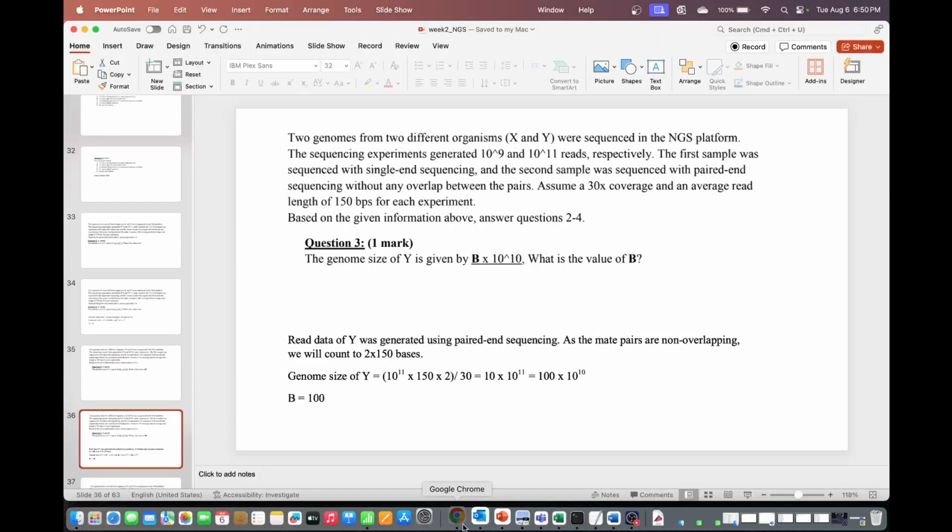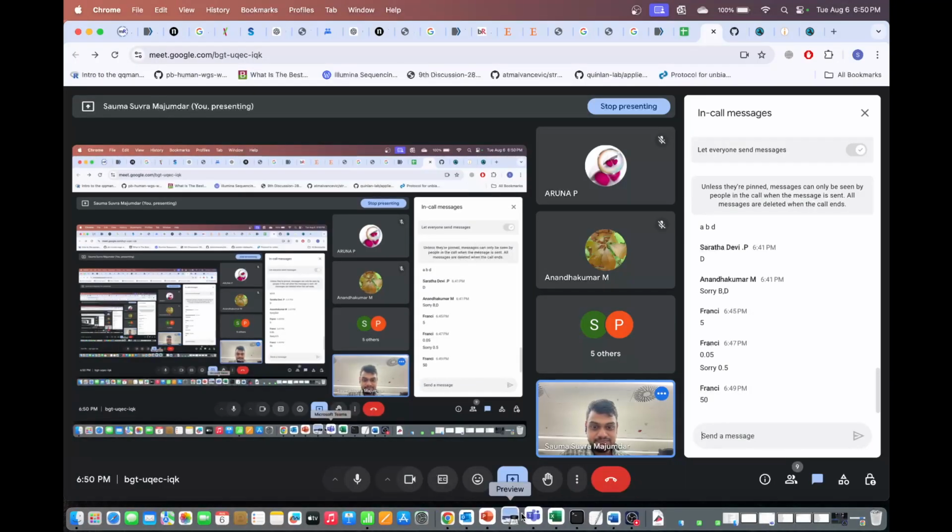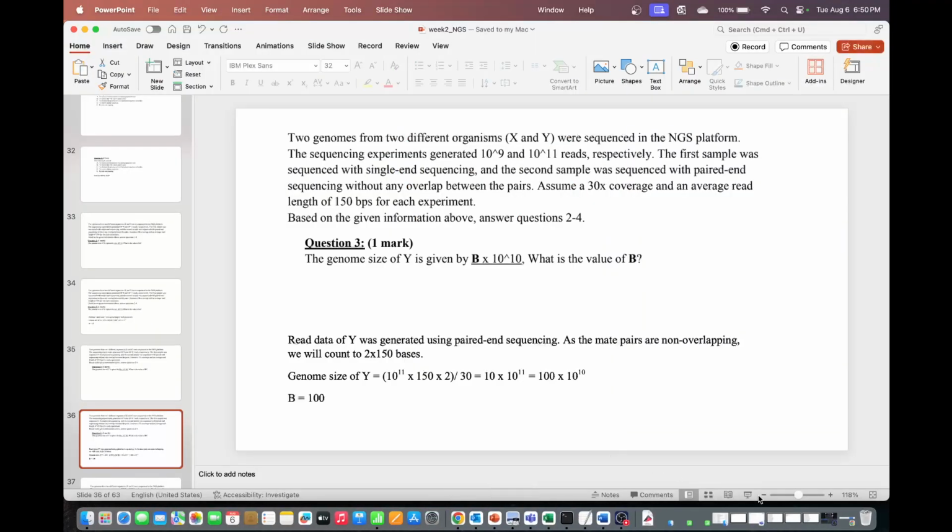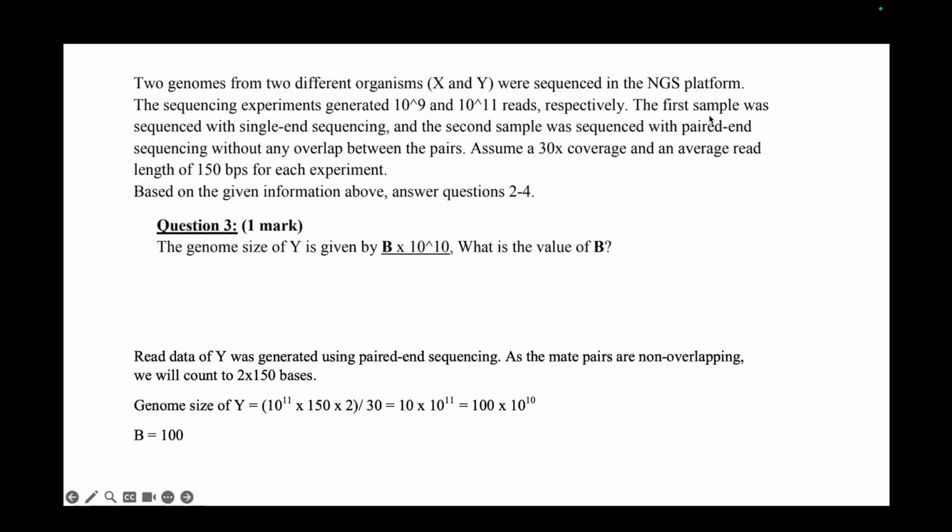Okay, yeah. So keep this in mind. If it's paired end sequencing and one of the read lengths is 150, then the total read length will be 300, because you're sequencing from both ends. Okay, moving on.